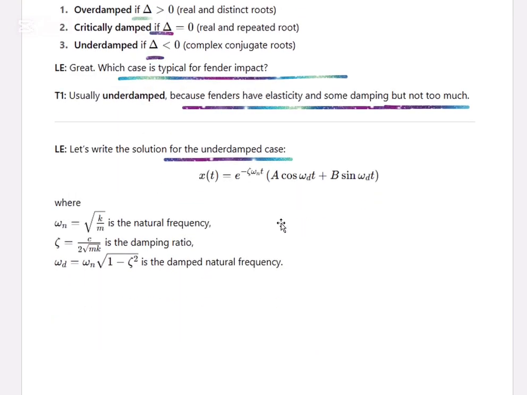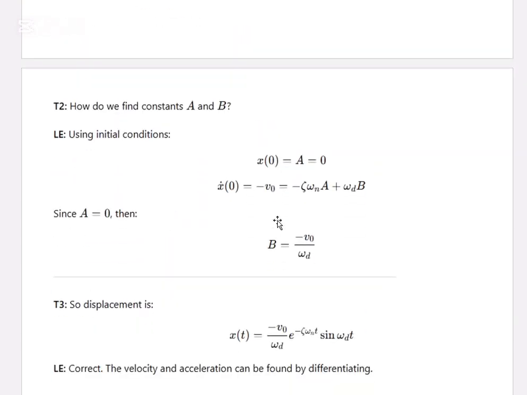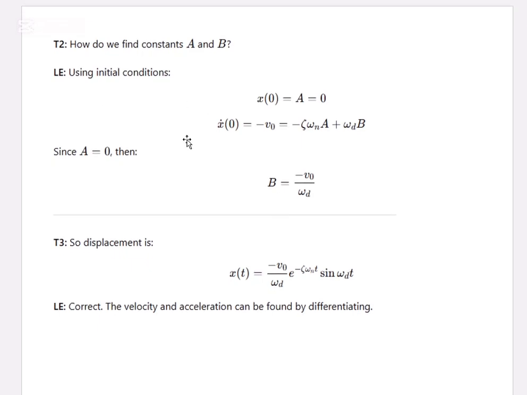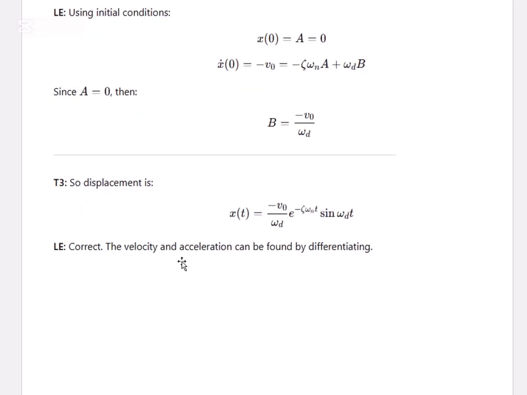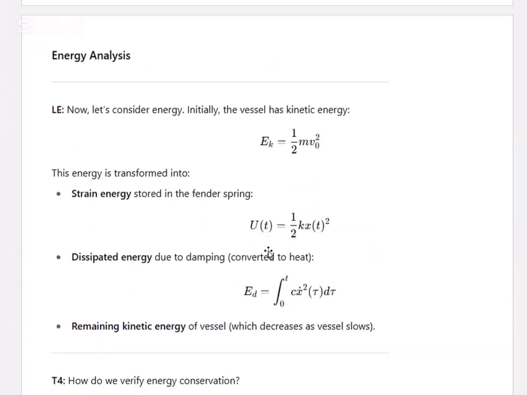So we know the under-damped case. How do we find the constants using initial conditions? Then displacement we can get, and velocity and acceleration can be found by differentiating the displacement.